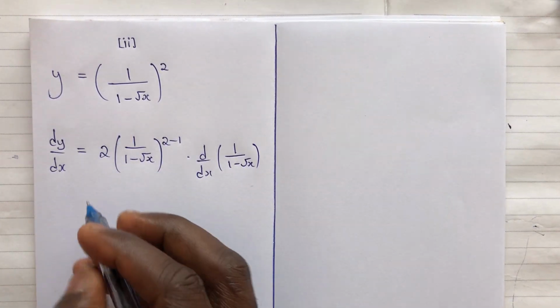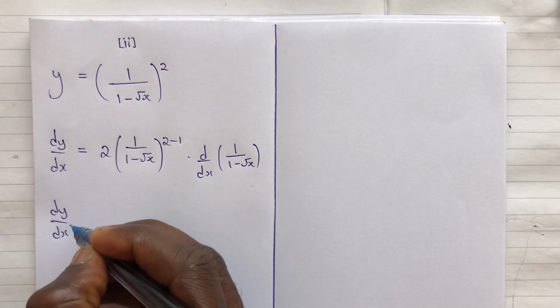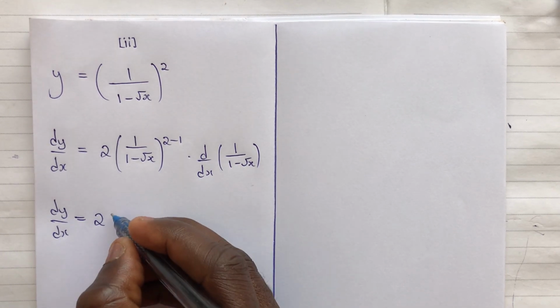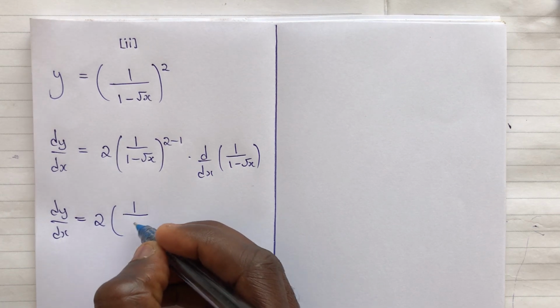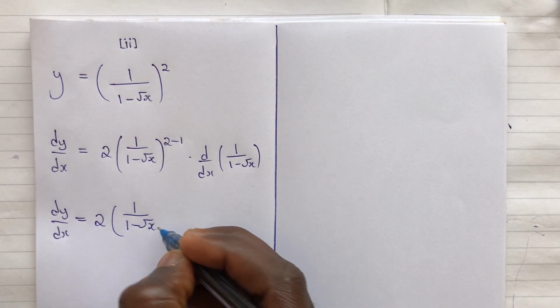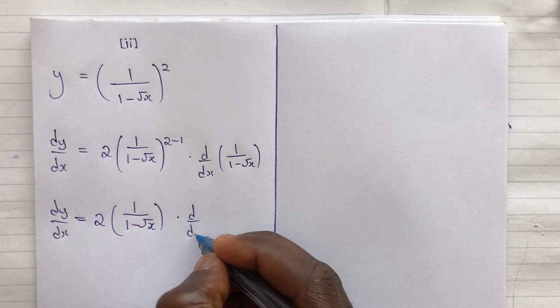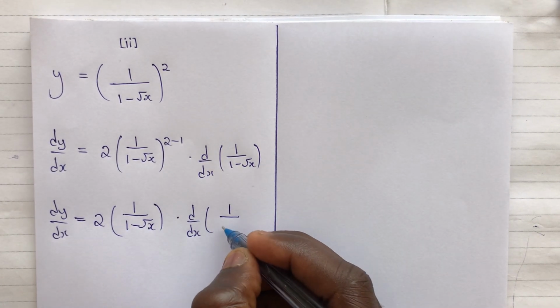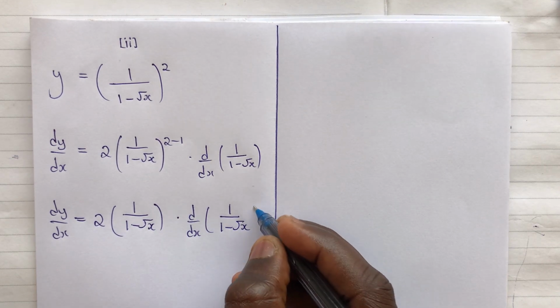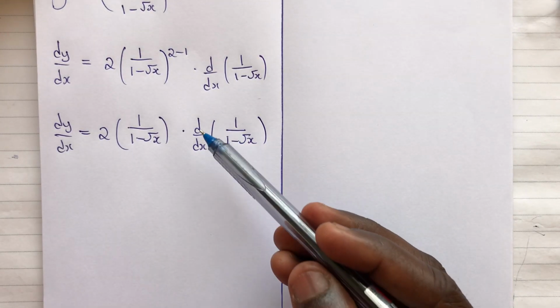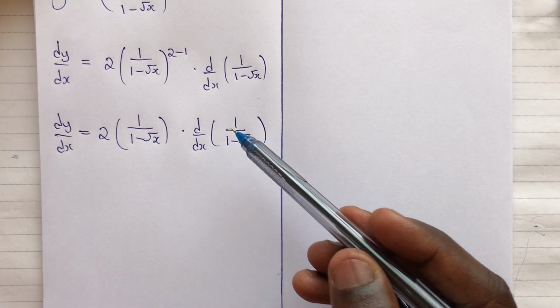Then let's work on this side. We have dy/dx giving us 2 times 1 over 1 minus root x to power 1. We don't need to write that. Times the derivative of 1 over 1 minus root of x. Now, our focus is here. So let's differentiate this side of the equation.